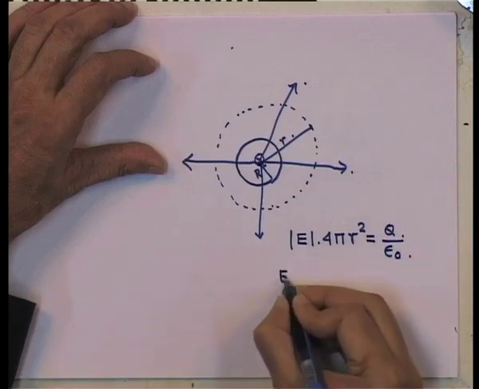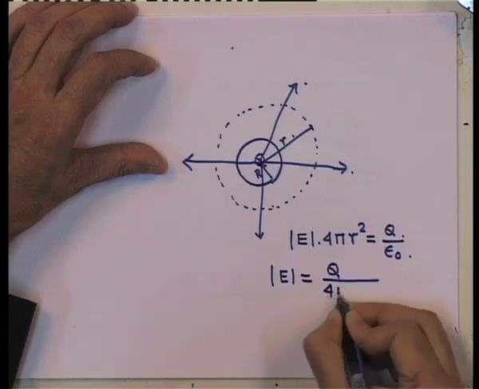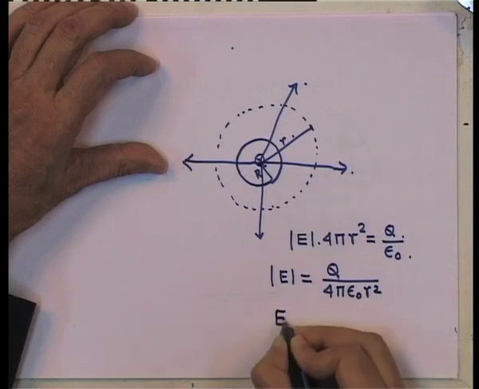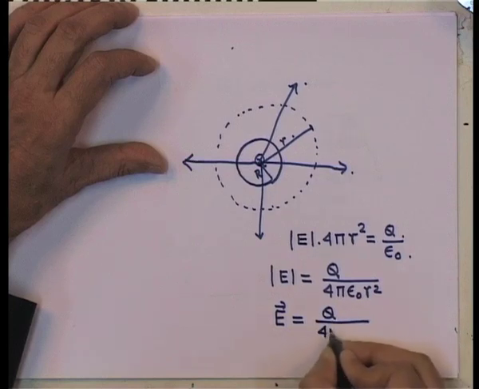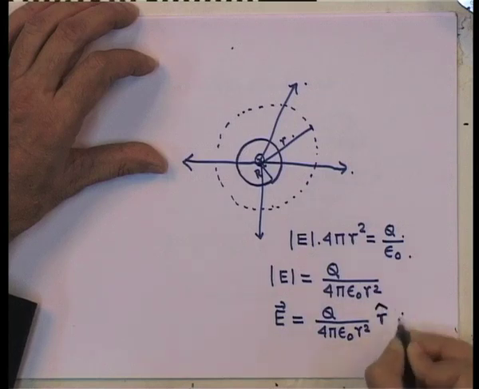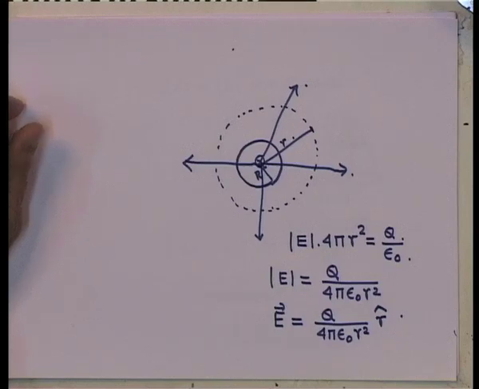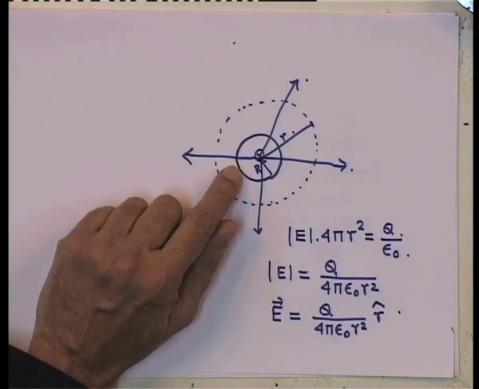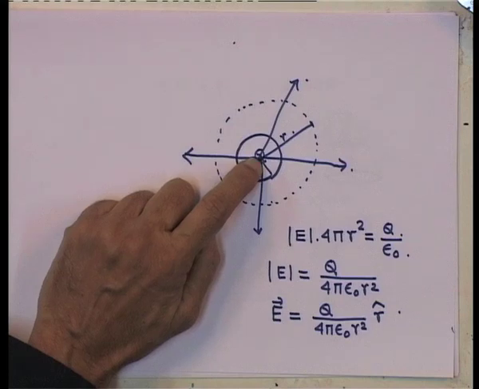Therefore, the magnitude of the electric field is q by 4 pi epsilon 0 r square, and if you want to write down the electric field itself, then of course, you put q by 4 pi epsilon 0 r square times the unit vector r. Notice this expression is identical to what you would get if all the charges of the sphere, instead of being uniformly distributed, were concentrated at the origin of the sphere.